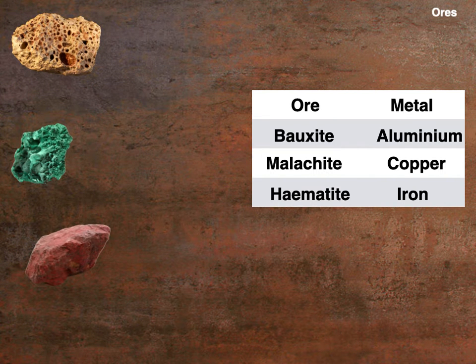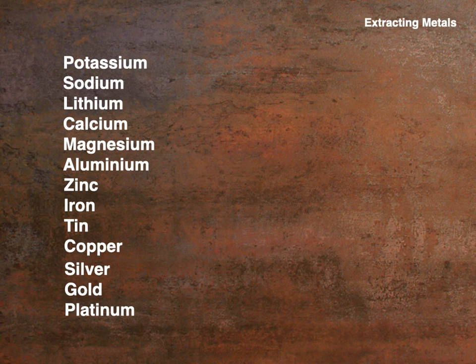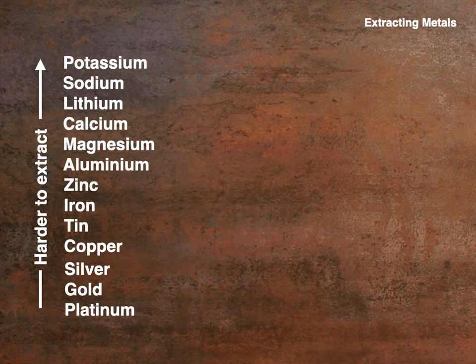So we extract metals from ores. But how? Well, that depends on how reactive the metal is. You see, there's a basic rule. The more reactive a metal is, the harder it is to extract from its ores, the harder it is to break up its compounds. Now, why should that be?